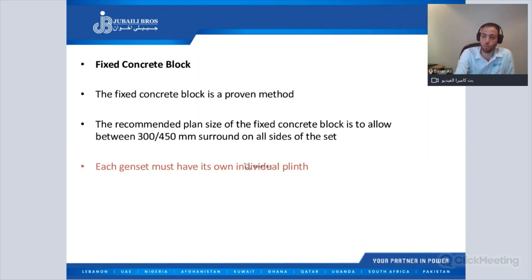And each generator must have its own concrete foundation. So if you have two or three generators, or many generators inside the room, we have to keep a separate foundation for all the generator sets.